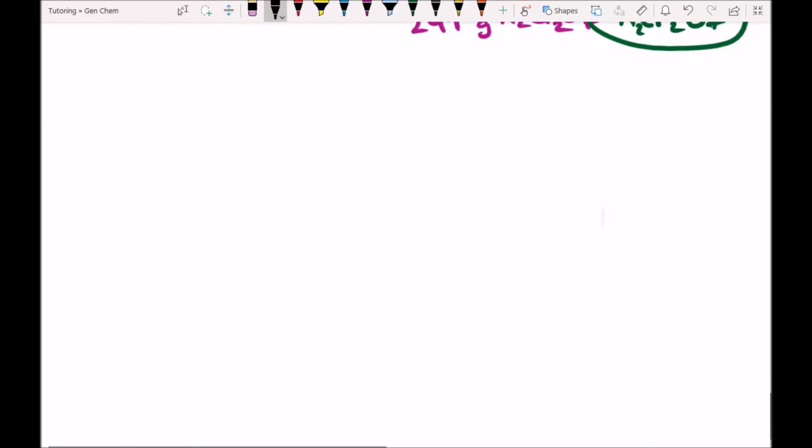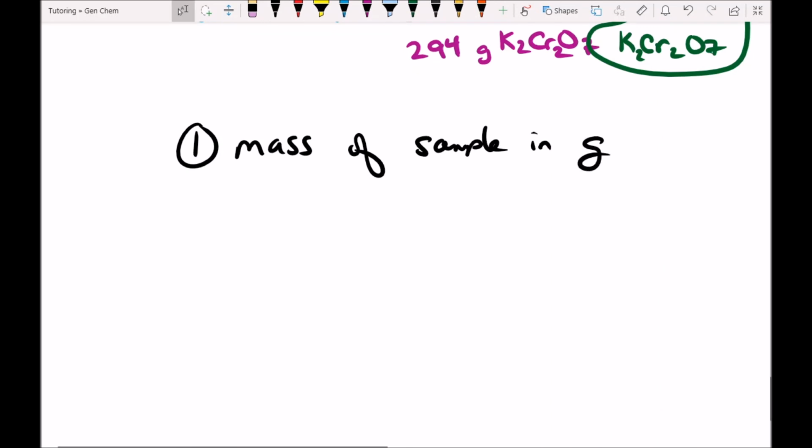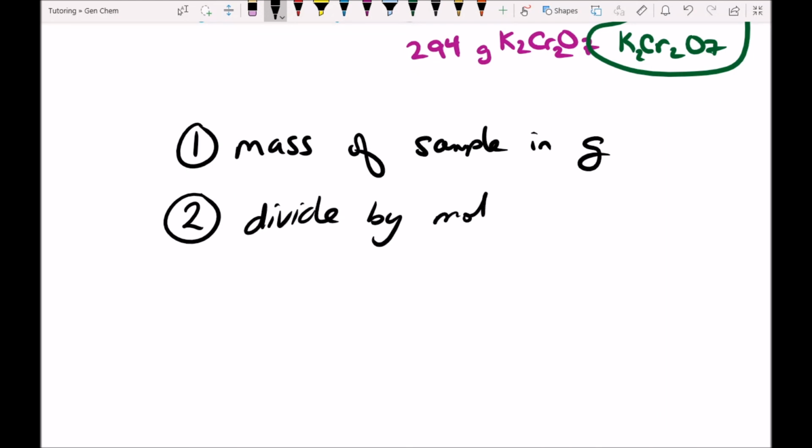So our general steps for converting mass in grams to an amount in moles. First, we have the mass of the sample in grams. If it's in kilograms, we convert it to grams. If it's in micrograms, we convert it to grams, because our conversion factor, or our molar mass, is in grams per mole. So once we have our mass in grams, we divide by the molar mass.